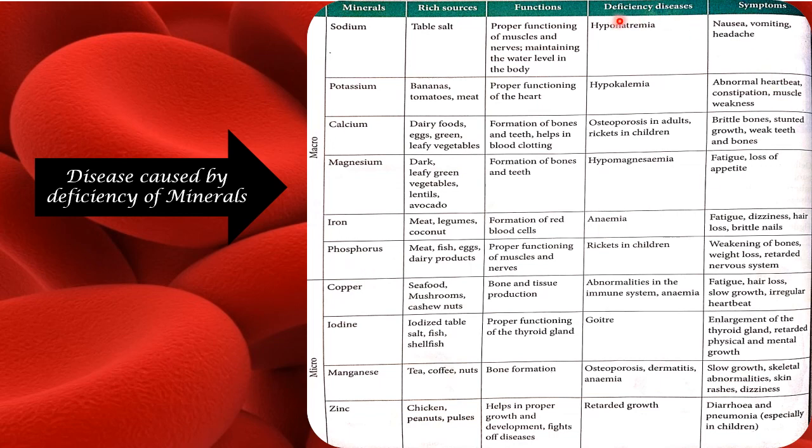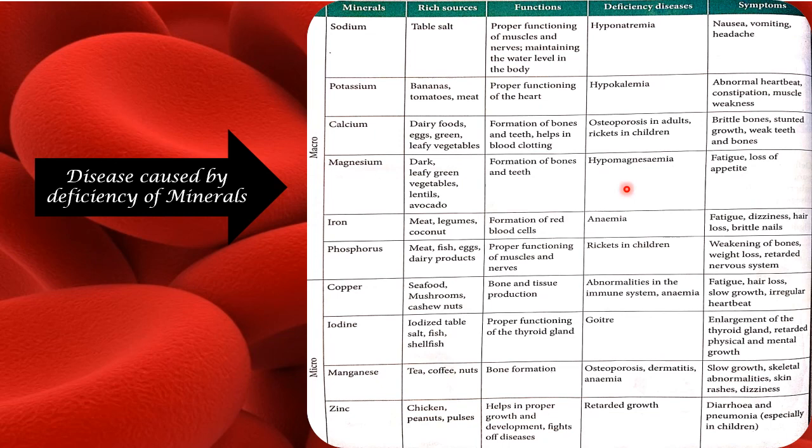Some deficiency diseases: the lack of sodium is called hyponatremia. The symptoms are nausea, giddiness, vomiting, headache. And if you lack potassium, it is called hypokalemia. The symptoms are abnormal heartbeat, constipation, muscle weakness. Calcium deficiency causes osteoporosis in adults. Many adults complain of knee pain, neck pain, all caused by a deficit of calcium. Rickets in children, and brittle bones, which break very easily.